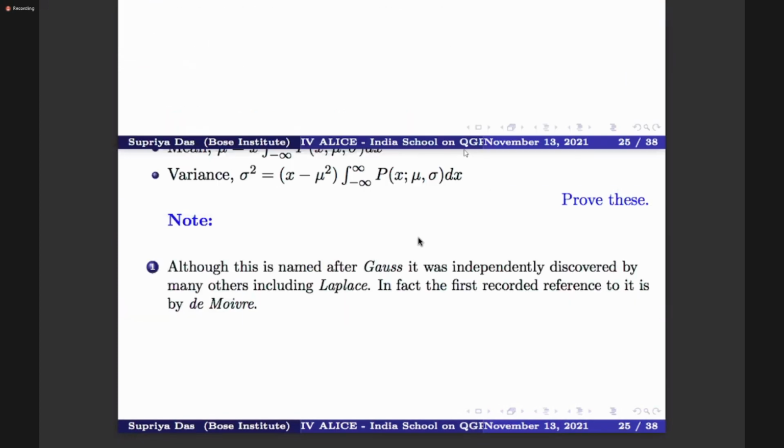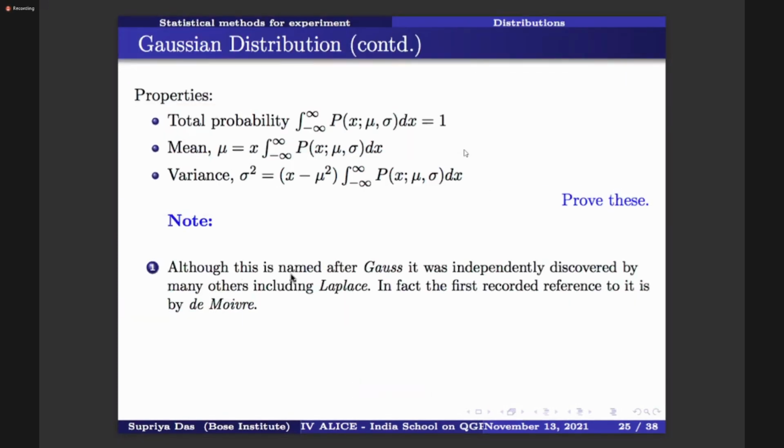However, there's a note: although this is named after Gauss, we all know that it is Gaussian, it was independently discovered by many others, including Laplace. In fact, the first recorded reference to it is by de Moivre. And there are others; we just quoted these because we know these names. They are also famous for other things.